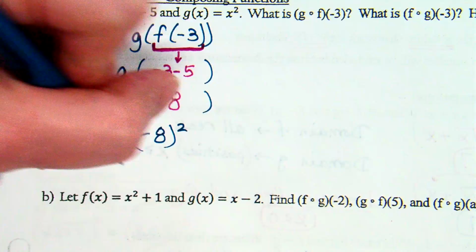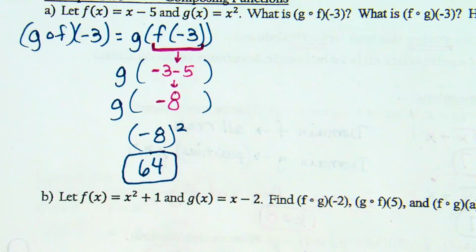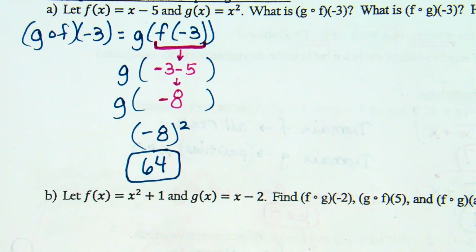What is negative 8 times negative 8? 64. And you're done. I went ahead and boxed it. No questions about it. Wait, that's the answer. That's the entire problem for g of f of negative 3.